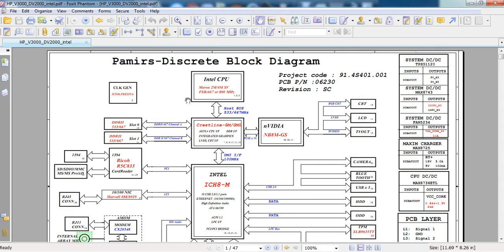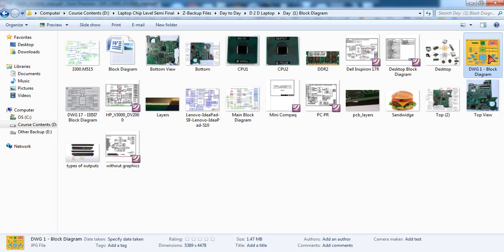This is the HP V3000 and DV2000 notebook PC. There are two types of processor we can use in the same model. One is Intel based CPU and the other is AMD based. So this is the Intel CPU.